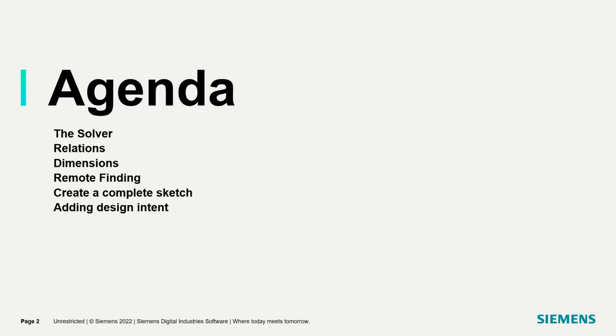we're going to cover what the solver does, how relations are found, what about dimensions, then we're going to do a couple of demos at the end, one on remote finding and a couple other just day one tips. Then I'm going to create a complete sketch, and after I complete that sketch, I'm going to go back and add some design intent onto it.